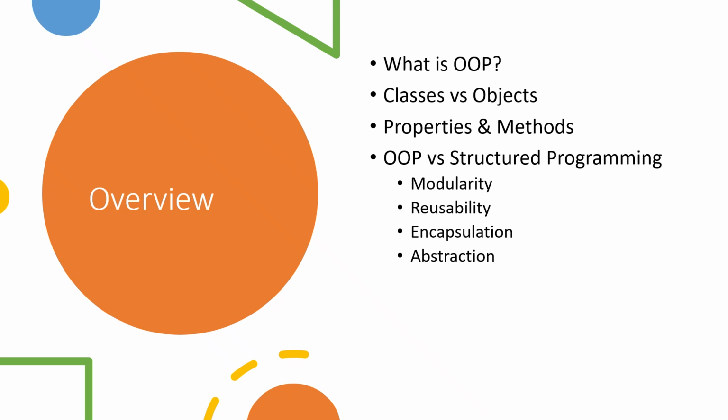We'll talk about the differences between classes and objects. We'll look at the aspects of objects and classes called properties and methods. And we'll also compare object-oriented programming to structured programming and the benefits that it brings.